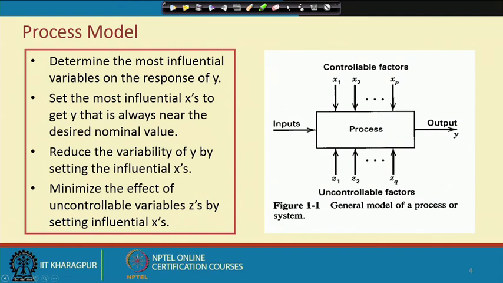So, the objective of the experiment is to know four things. One is to determine the most influential variable, that is x, on the response y. Set the most influential x at some value or some range, so that y will always be at the nominal value. On the other hand, also set the controllable factor x in such a manner that the y variability will be minimum. So, minimize the effect of the z variable, or uncontrollable variable, on the output y.